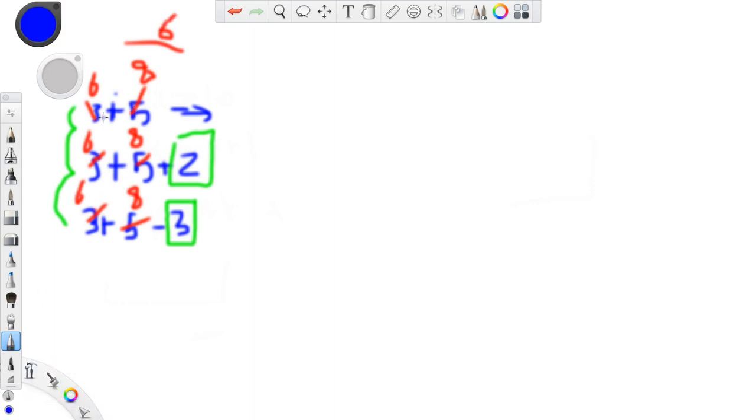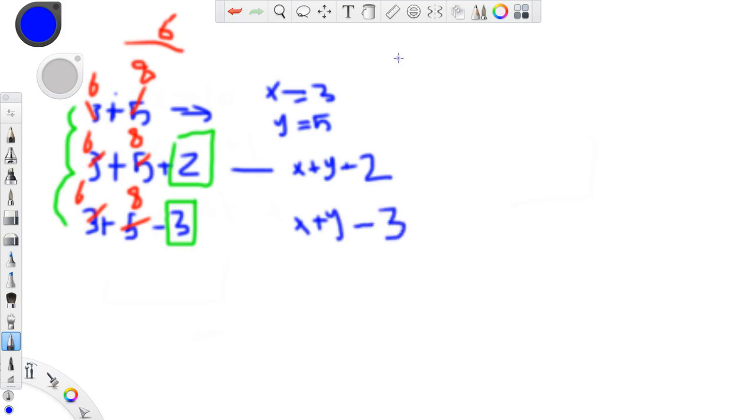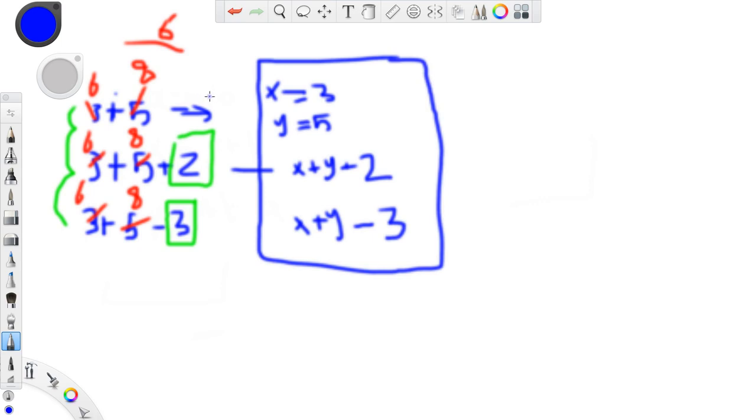So think about you represent the 3 and 5 by variables. Let's suppose x equals 3 and let's suppose y equals 5. Okay, then you say this step will be x plus y plus 2. Then here you say x plus y minus 3. Okay, let's suppose this is another solution that we have, and this was the first one.